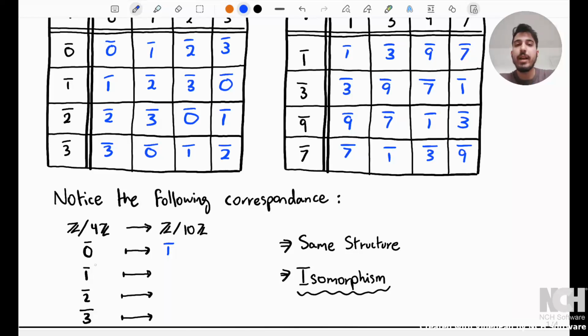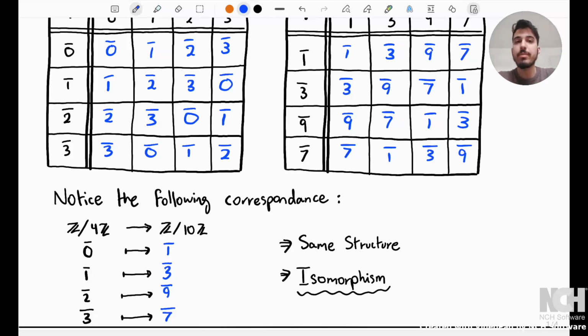And the element 1 we will correspond to 3 in Z10Z. The element 2 we will correspond to 9. You ask me why, I tell you no reason. I just pose these correspondences and then I test if they work out or not. So 3 will be corresponded to 7. So there is a one-to-one bijection between these four elements and these four elements.